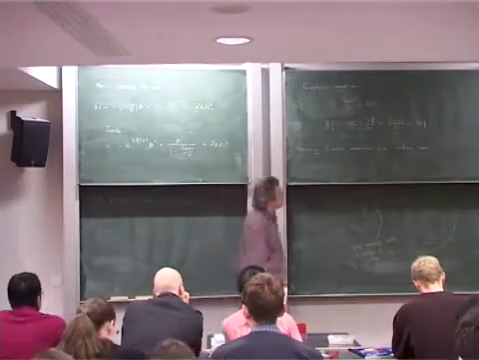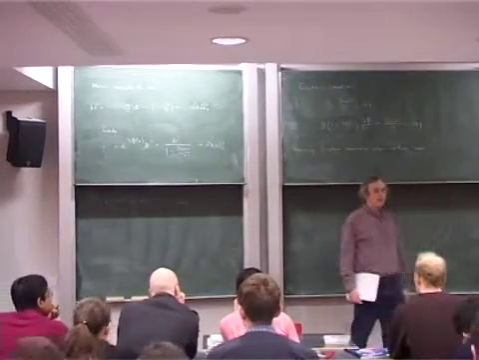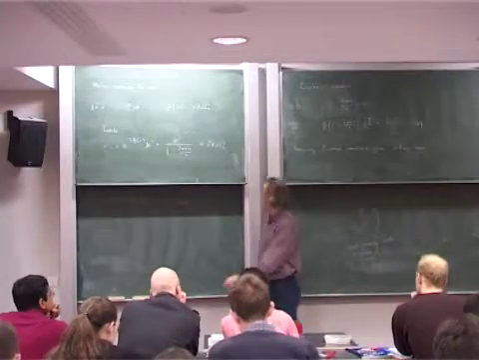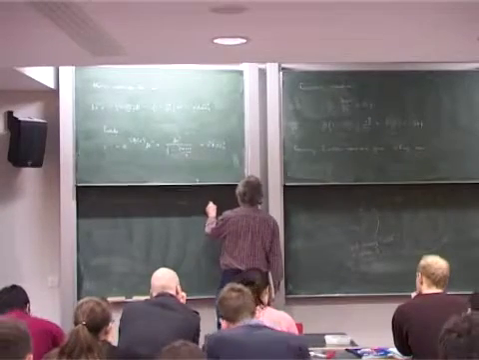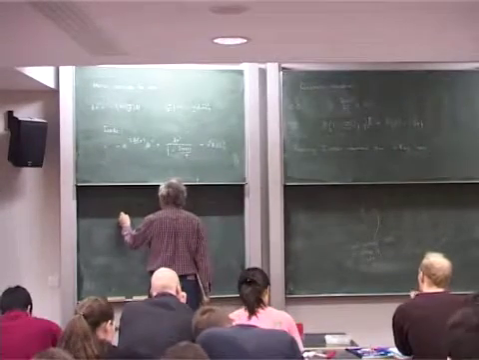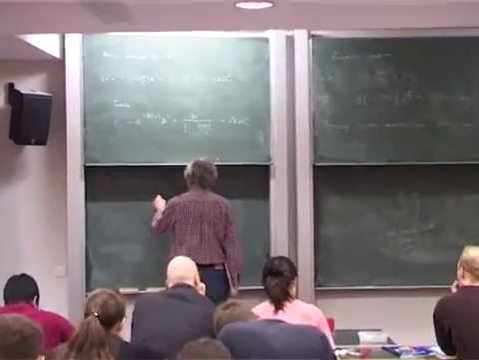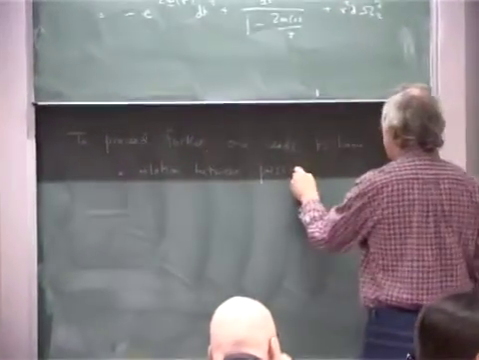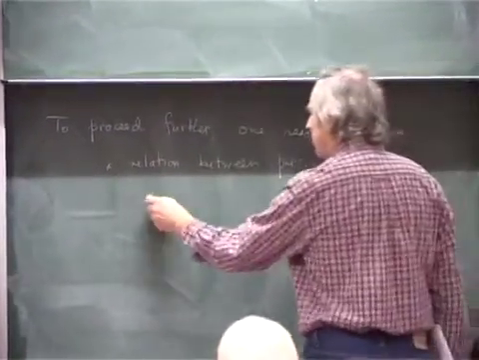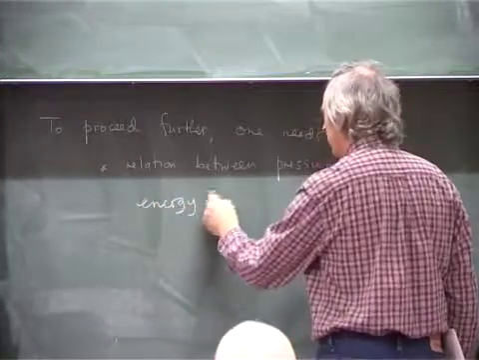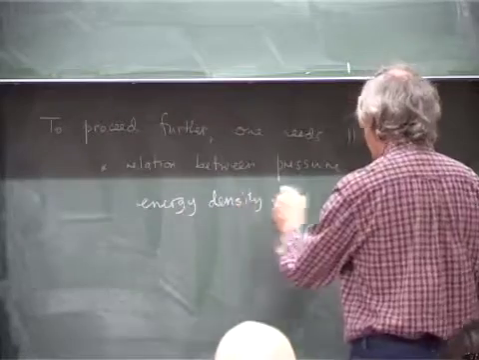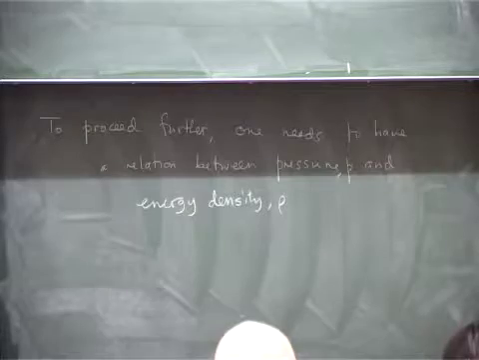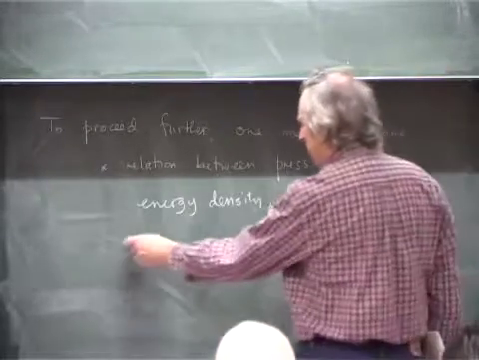So it's kind of obvious that you need to do this. You've got the pressure here and the energy density. Of course, in realistic substances, the pressure is related to the energy density. You know one, you know the other. This thing is P, this thing is rho. Such a relation is usually called the equation of state.